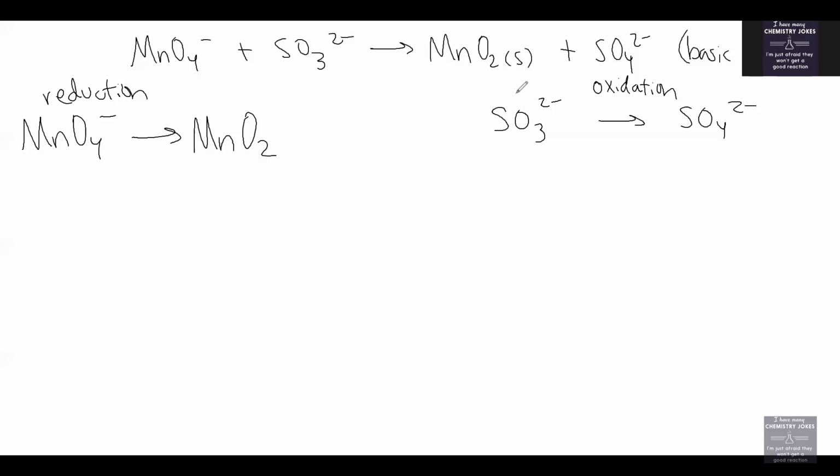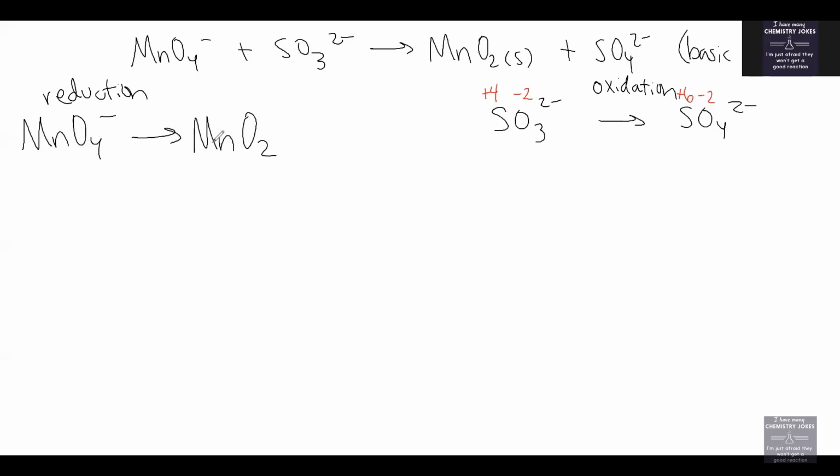Sulfur. Oxygen's -2, so -2 times 3, that's going to be -6. Sulfur must be a +4 to balance out the -6 and end up with a -2 charge overall. -2 times 4, that's -8. Sulfur must be a +6 in order to balance out the -8 to give you a -2 overall. So sulfur changes from +4 to +6. Sulfur is oxidized.